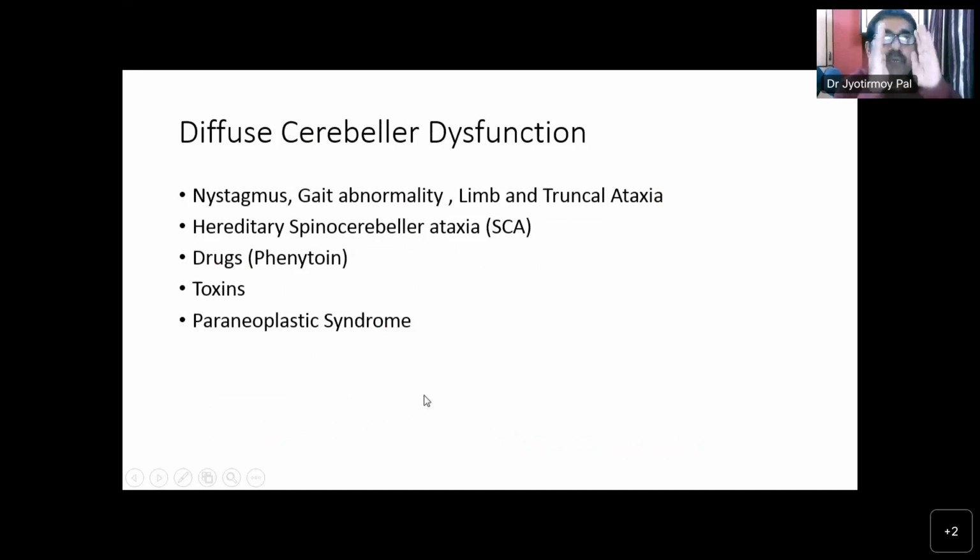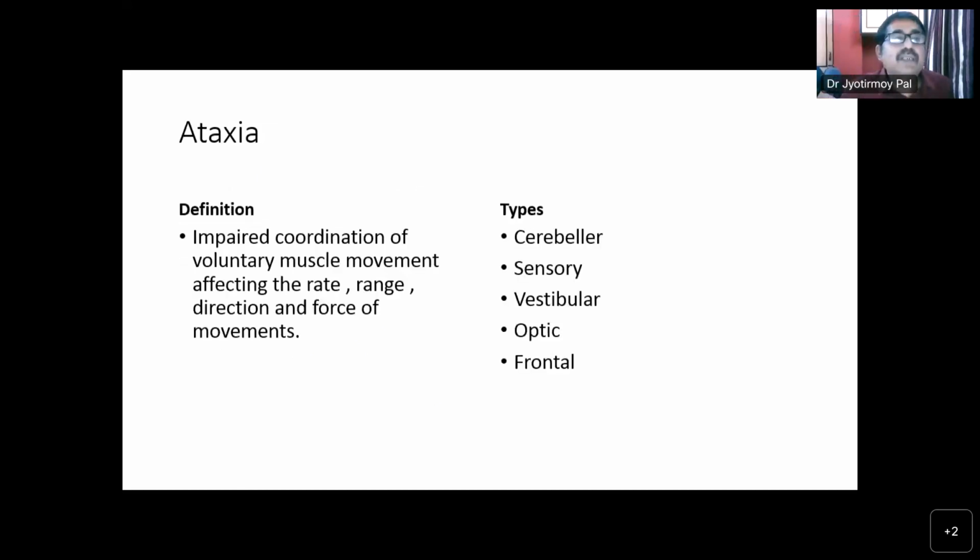So, the midline syndrome, then the hemispheric syndrome, then diffuse cerebellar dysfunction. In diffuse cerebellar dysfunction we will get nystagmus, gait abnormality, limb and truncal ataxia, and different diseases, particularly hereditary spinocerebellar ataxia, drugs, particularly phenytoin, toxins, and paraneoplastic syndrome. We will also get this type of diffuse cerebellar dysfunction with infection, different cerebellitis. Infection can cause diffuse cerebellar dysfunction.